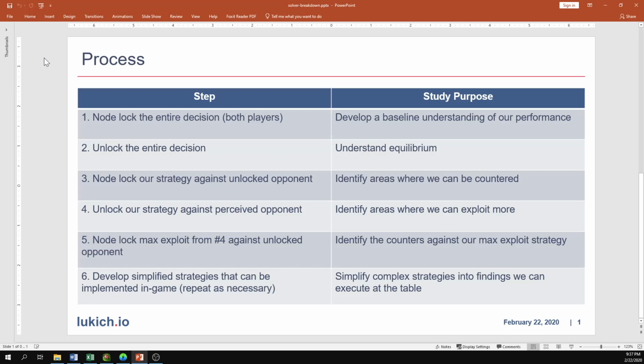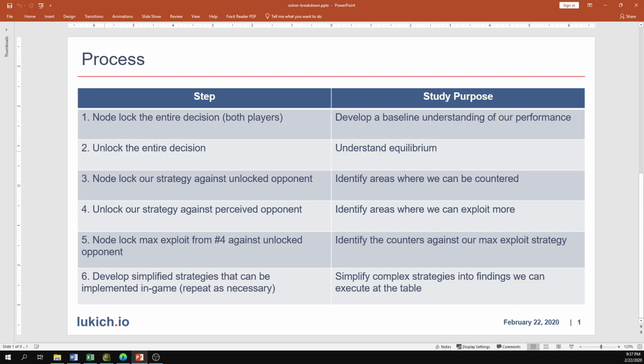So, before I close out this video, I have this process here, and I'd like to summarize this process one more time. I run this in multiple steps, but the first step is just node locking the entire decision by both players to ultimately help develop a baseline understanding of our own performance. My second step is to unlock the entire street or the entire decision to understand what equilibrium looks like.